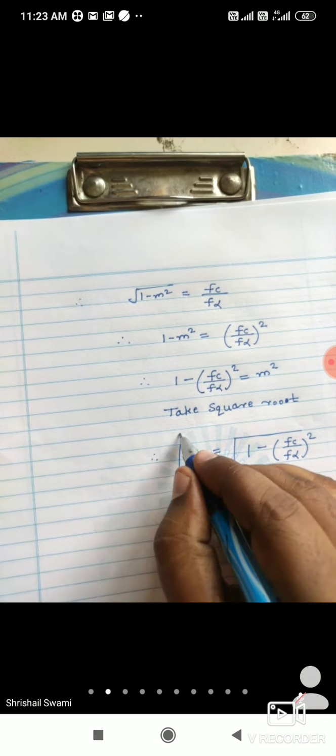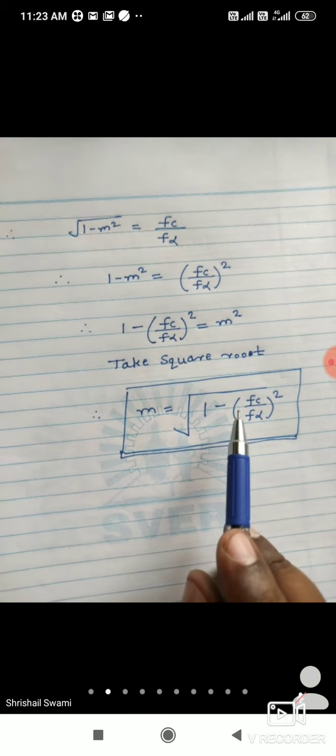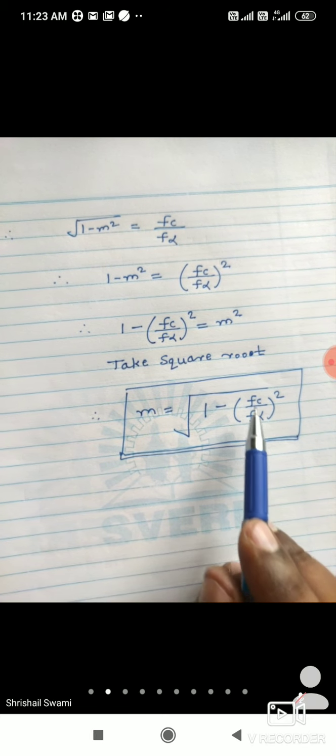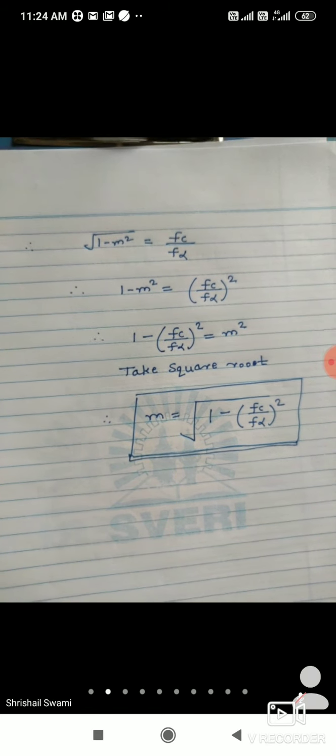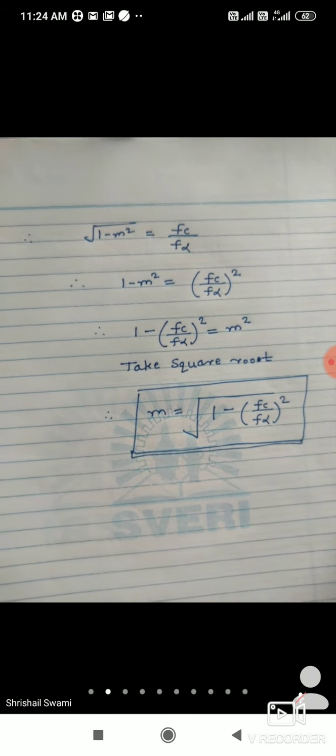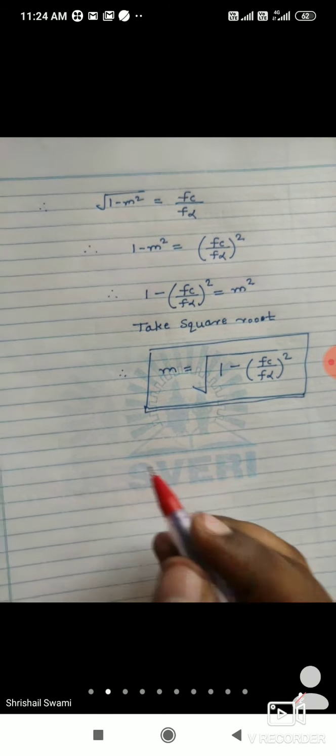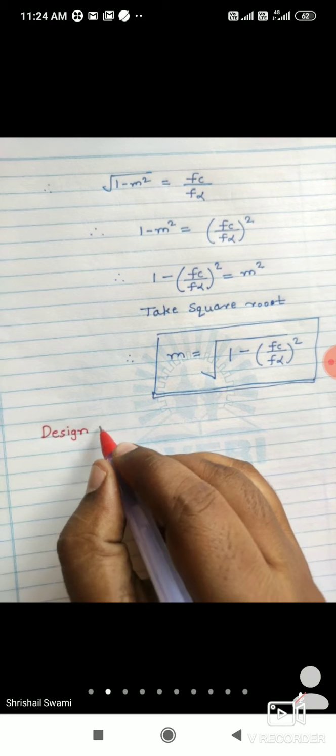Okay, so m is required in the design problem. This expression we require in the problem. They will give the cutoff frequency as well as resonant frequency. So from this we can get the value of m, and from the value of m we can design the m derived filter of low pass filter. Right. Now I will tell you the design formulas, and in the next lecture we will start the problems.